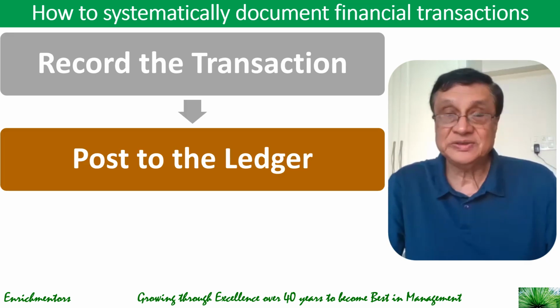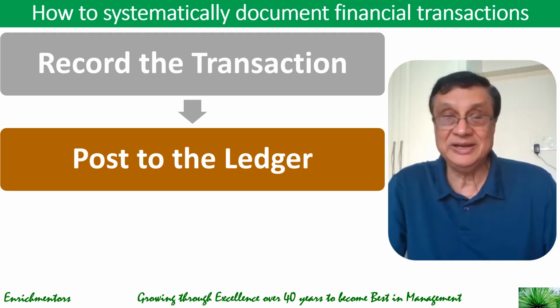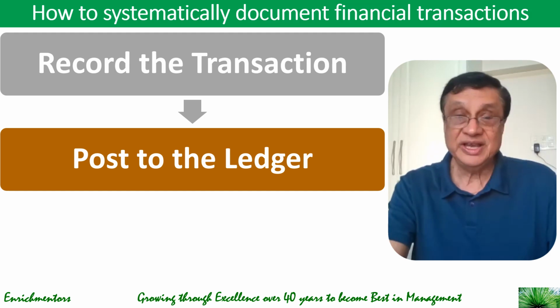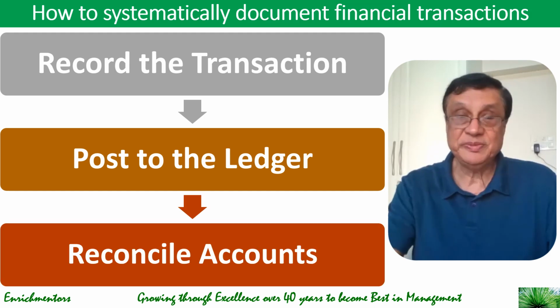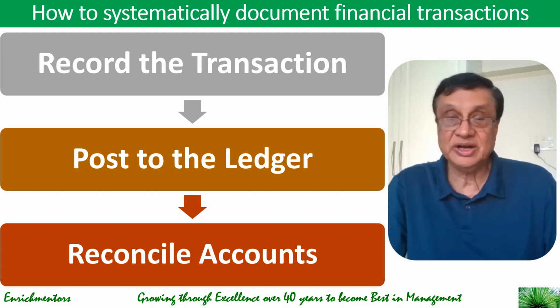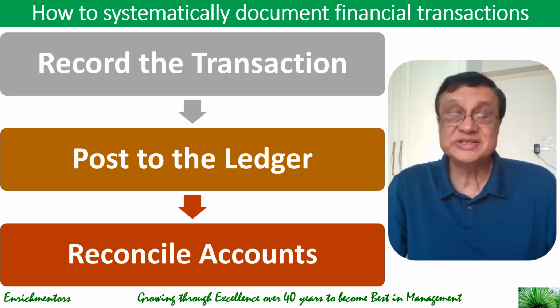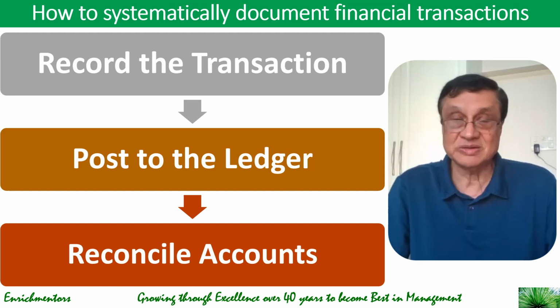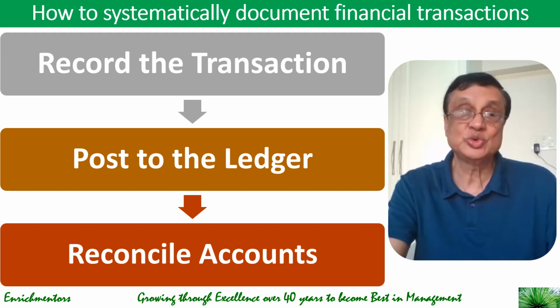Then you post to the ledger, transfer the journal entry information to the general ledger where each account's transactions are compiled. And what this does is it helps in summarizing the activity for each account, making it easier to prepare financial statements. Then you reconcile accounts, periodically reconcile the accounts to ensure that the recorded transactions match the supporting documents and bank statements, and you resolve any discrepancies found during the reconciliation process. Now, wherever you use software, the posting to ledger and recording the transaction happens by the system automatically. You don't need to do it manually. These two steps can be done through software concurrently.